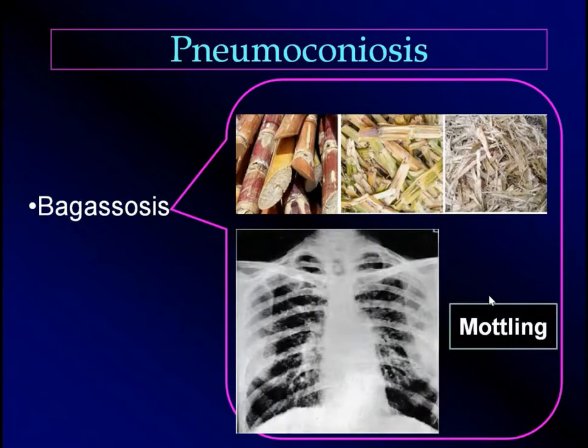So this is bagassosis. It's mainly caused by sugarcane fiber dust, and on X-ray it characteristically shows the mottling appearance.